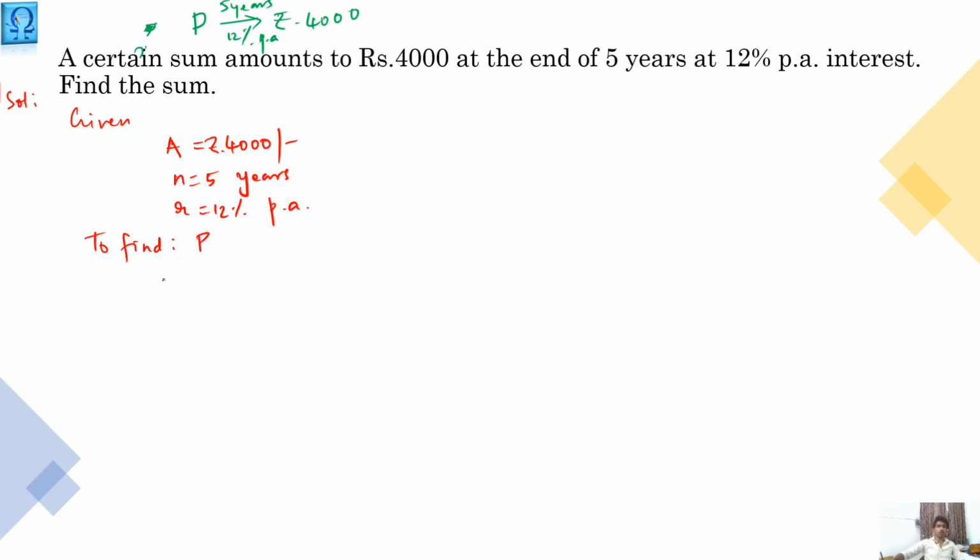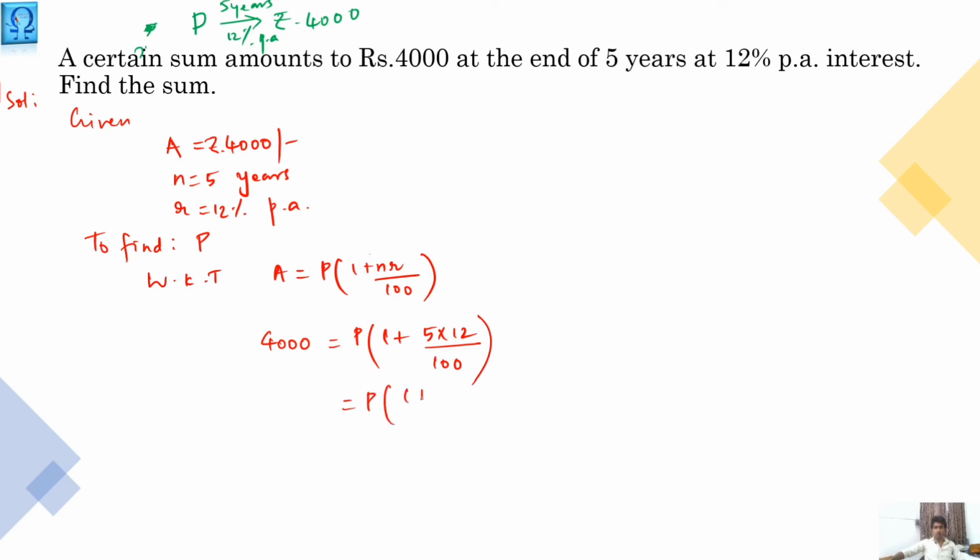the principal value. Okay. We know the formula that A is P times of 1 plus NR upon 100. So this is what we are going to make use of here. You know this is 4000. This is P, 1 plus N is 5, R is 12, and it is 100. Okay, so it is P times of 1 plus, when you multiply you are going to get 60, and it is 100. You may cancel these things. So this is P times of 1 plus 0.6. So it is 1.6 times of P.